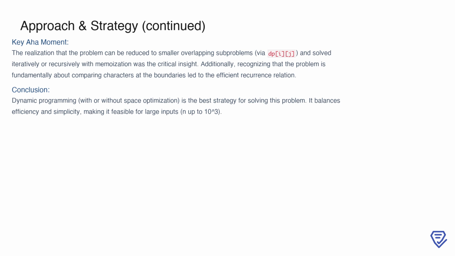By focusing on comparing characters at the boundaries of the substring, we can efficiently determine whether to include both characters in the solution or exclude one of them. This realization leads directly to the recurrence relation that drives the dynamic programming approach. Ultimately, dynamic programming, whether implemented with the full table or in a space-optimized manner, emerges as the best strategy.